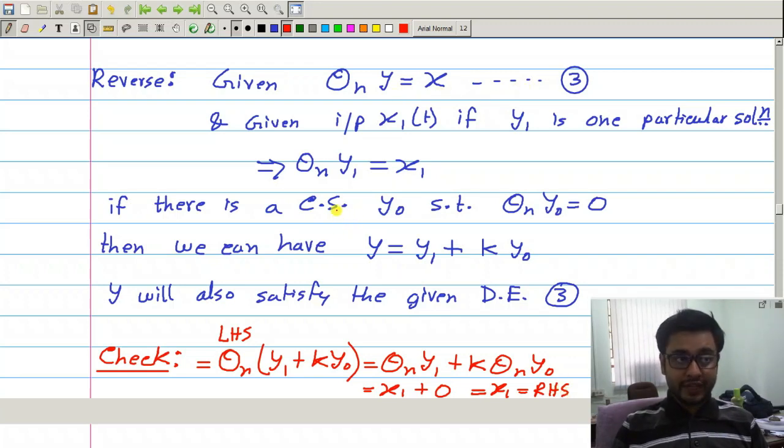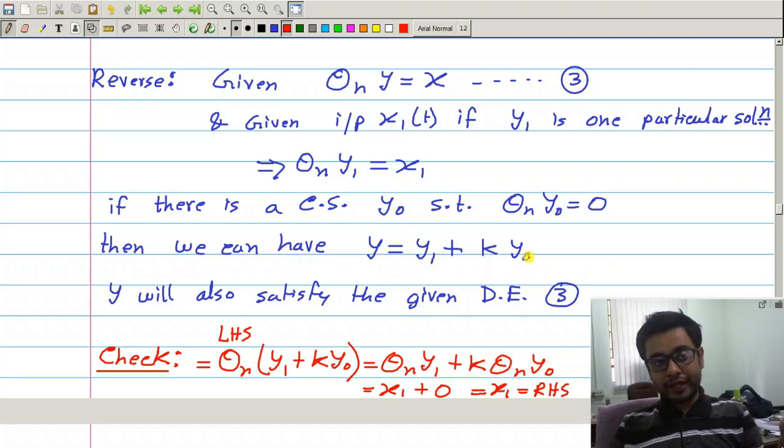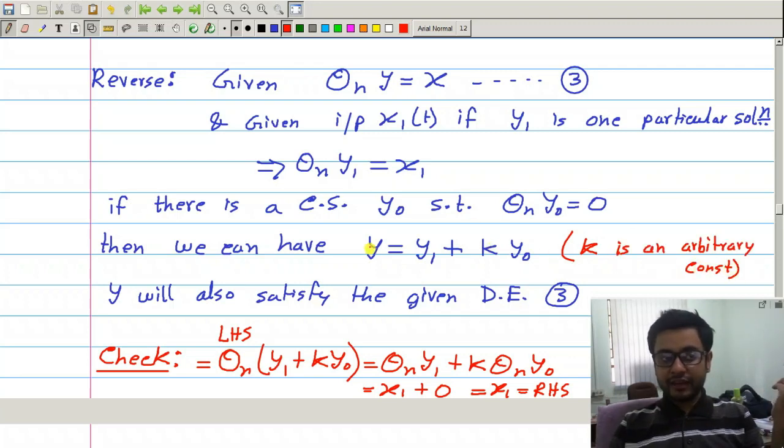So we have shown that if y0 is a complementary solution, and y1 is any particular solution, then we can construct many other solutions of this form, y1 plus k y0, where k is an arbitrary number. So for any value of k, this y will still be a solution.